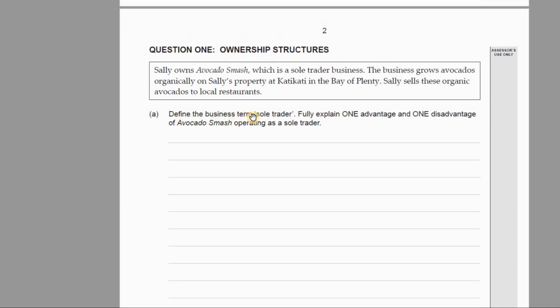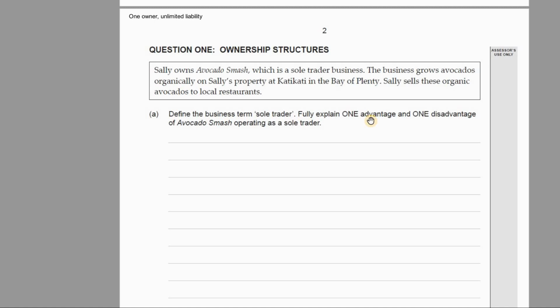I've got to define the business term sole trader. Okay, well, what do I remember from my studies? I know that a sole trader has one owner, and I know that it has unlimited liability. So I'm going to jot that down. Then I've got to fully explain one advantage of Avocado Smash operating as a sole trader.